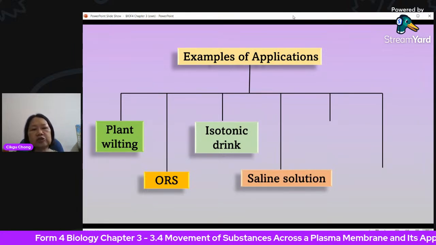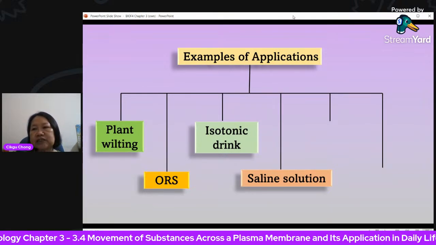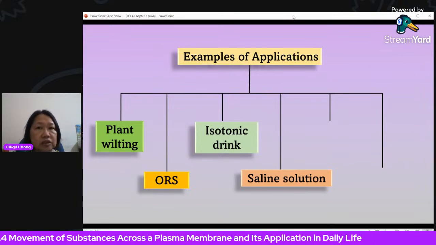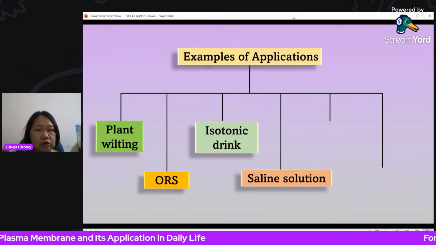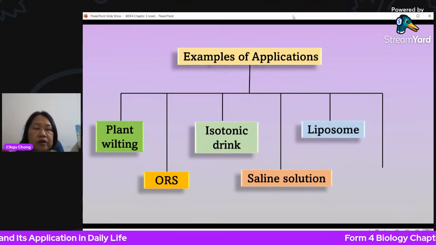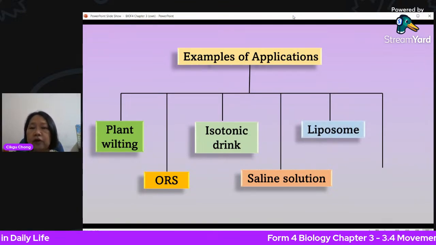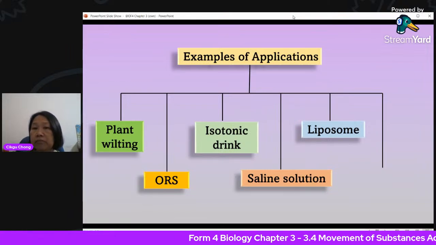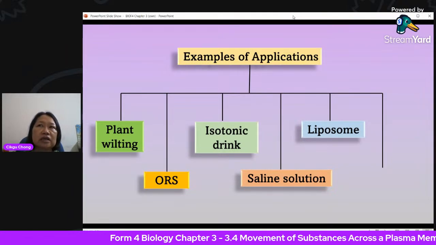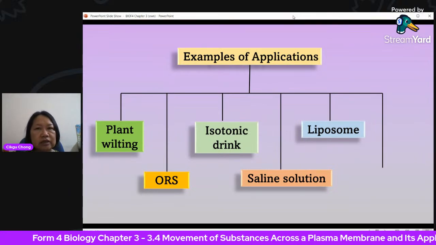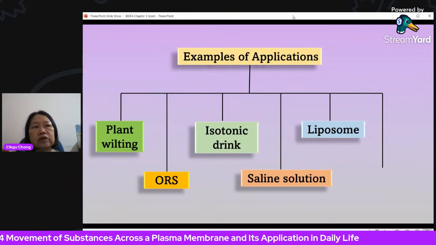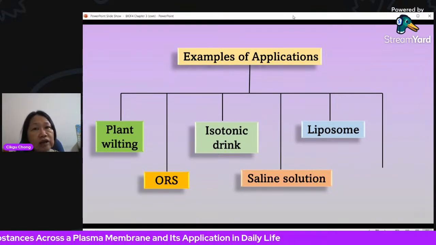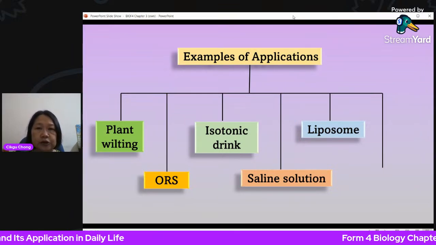Saline solution is basically just salt solution. Saline just means salt. We have applications in a few examples, and we'll show you afterwards. Then liposome. This is probably something new to you. It can be a man-made liposome, which is actually vesicles which contain certain substances that we do not want to be oxidized or hydrolyzed. We're protecting the substance inside the liposome. I'll show you afterwards.